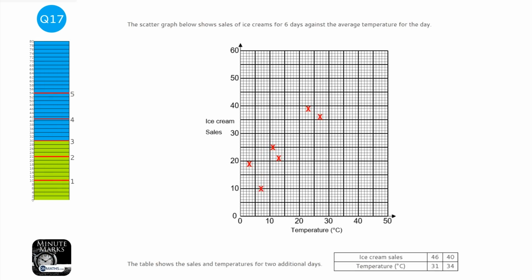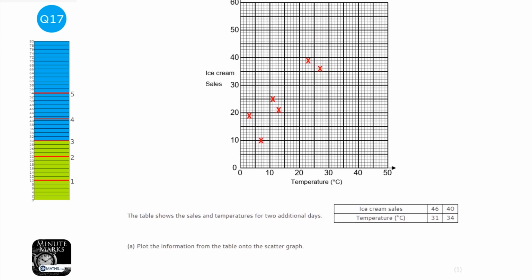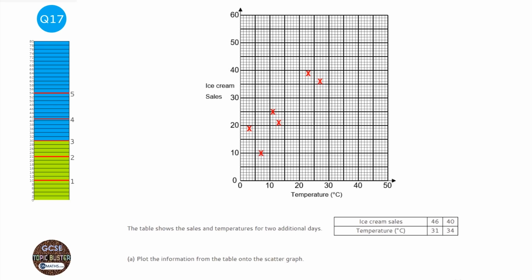Okay, so we've got a scatter graph question, and the first question asks us just to plot the information from the table into the scatter graph. So we've got ice cream sales at the top and temperature at the bottom, which is not the same way around as on the graph, so we've just got to be careful. So the ice cream sales are 46, which is here on the scale, and the temperature is 31, which is here on the scale. Just check that you're looking at the scale correctly.